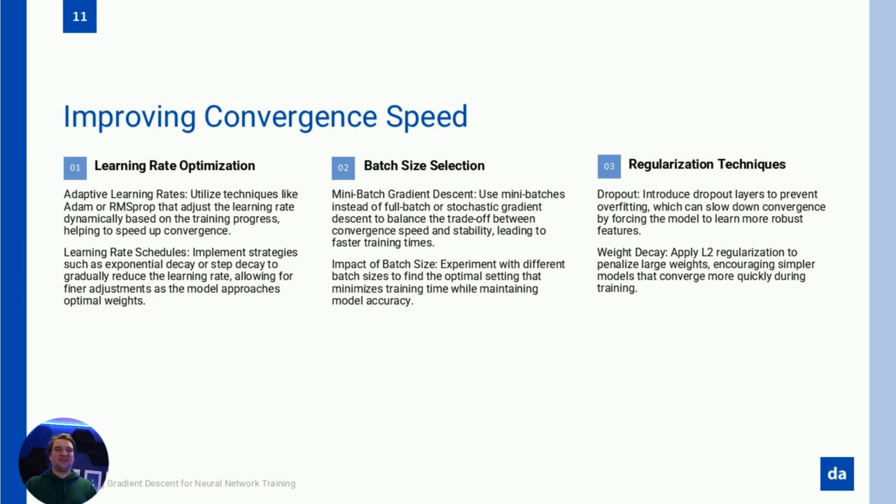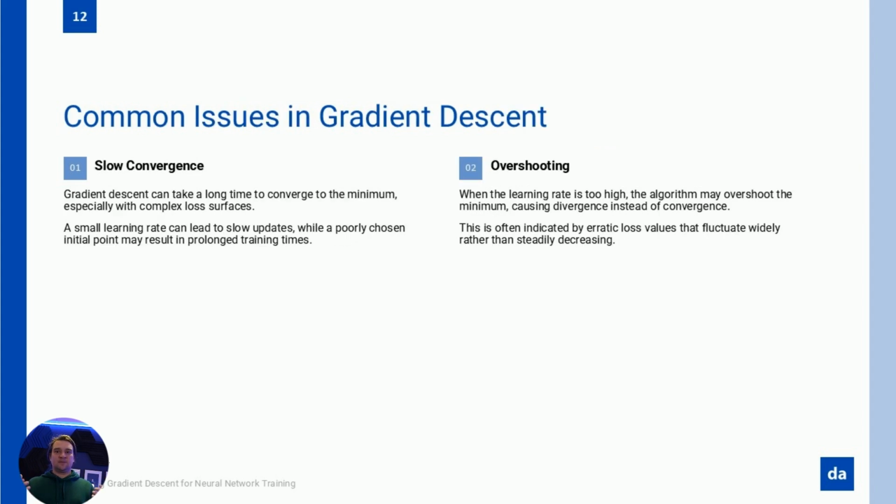Improving convergence speed is a game changer, but it's not the only challenge we face. Sometimes issues like slow convergence or overshooting can sneak in. How do we address these common problems? Let's explore that next. Even with the best tools and strategies, gradient descent doesn't always behave as planned.